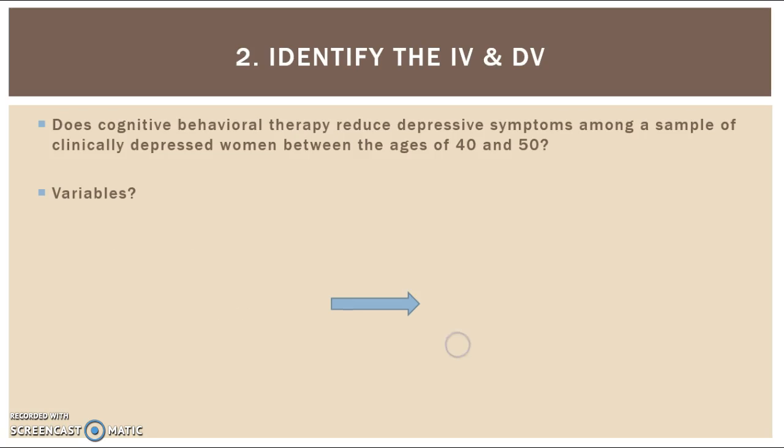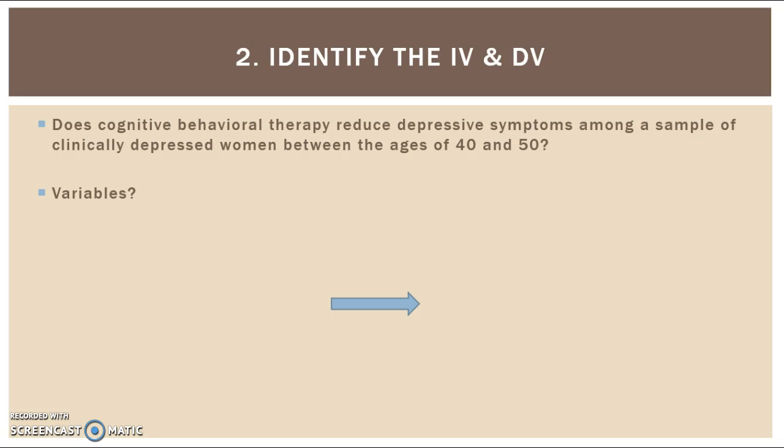Okay, let's do another example. This research question reads, does cognitive behavioral therapy reduce depressive symptoms among a sample of clinically depressed women between the ages of 40 and 50? We're going to read that again. Does cognitive behavioral therapy reduce depressive symptoms among a sample of clinically depressed women between the ages of 40 and 50? So again, the first question we have to ask ourselves is, what are the variables in this research question?